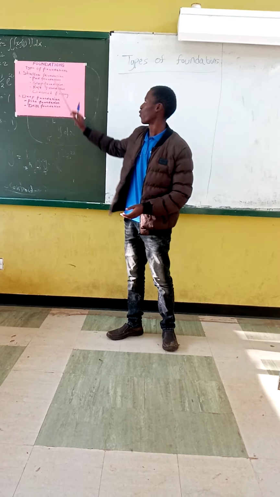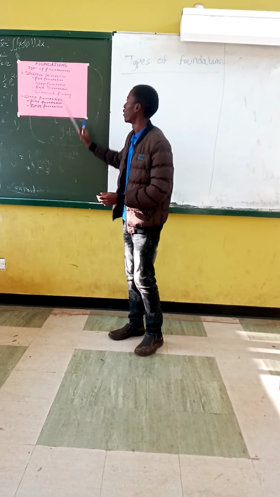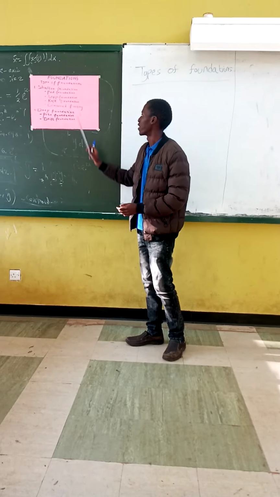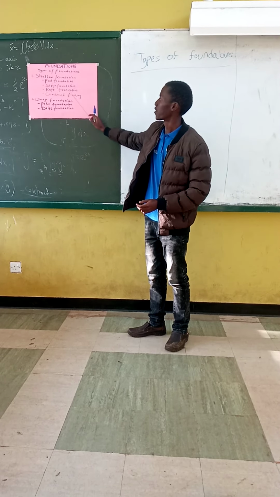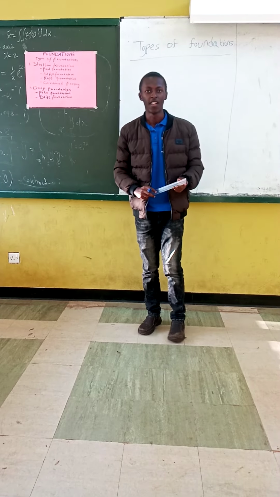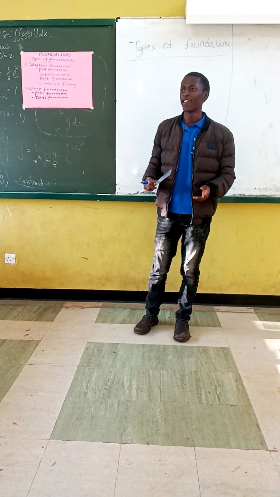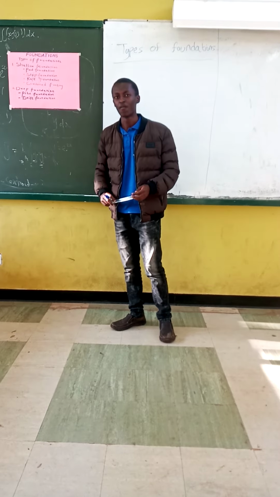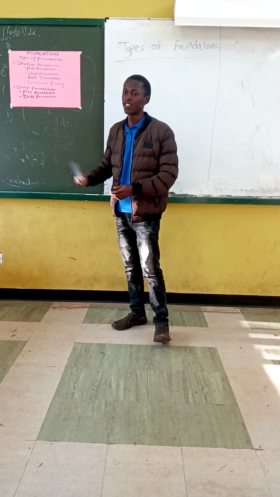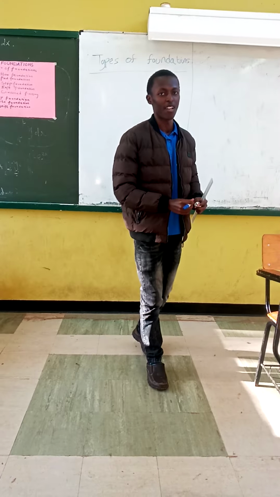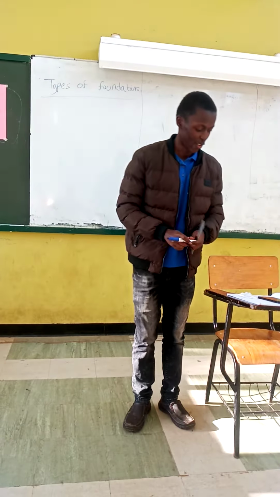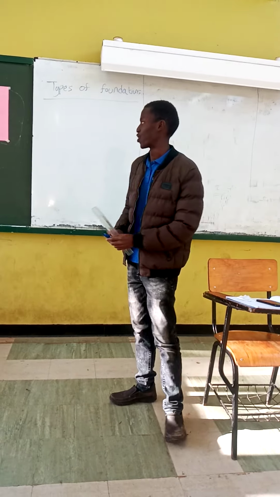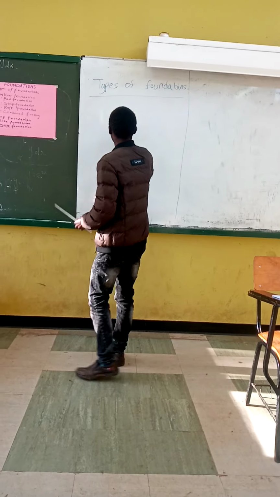Under shallow foundation, we have four types. We have the pad foundation, the strip foundation, the raft foundation, and the combined foundation. Under the deep foundation, we have two: the pile foundation and the drift foundation. Are we together up to there? So let's start off with the shallow foundation, under the pad foundation.